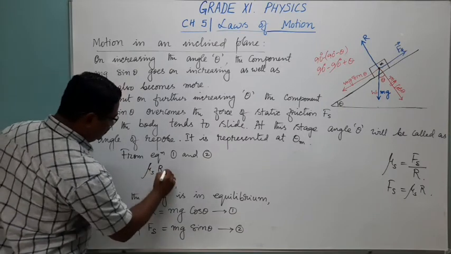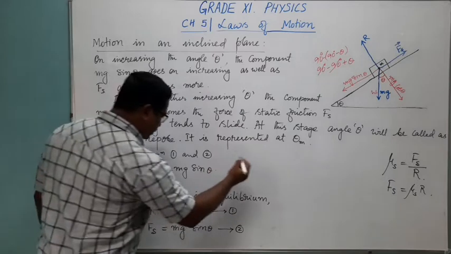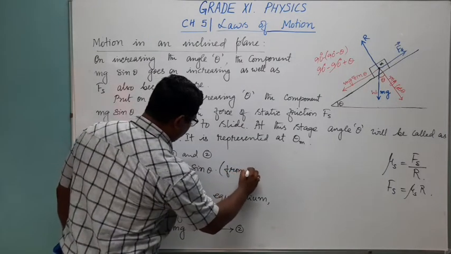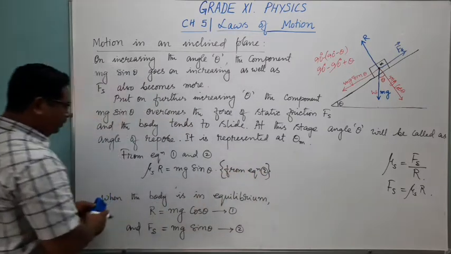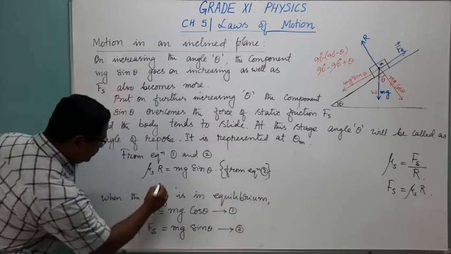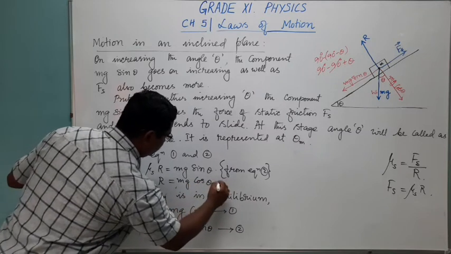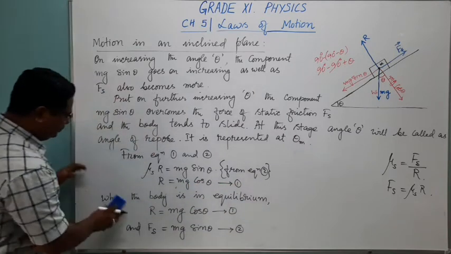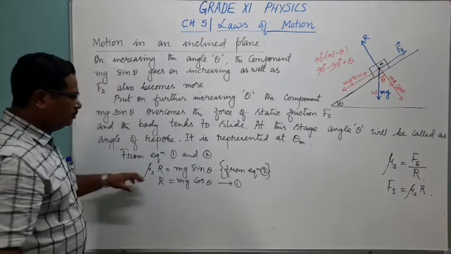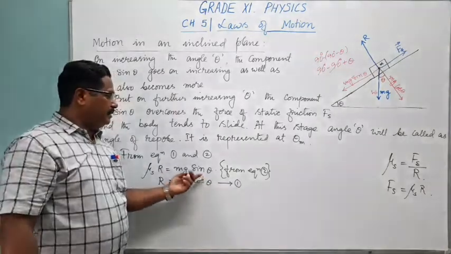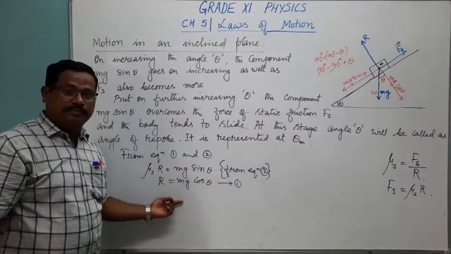R, and this is equal to mg sin theta. This is from equation 2. And from equation 1, this is your same thing, R is equal to mg cos theta. This is your equation 1 itself. You may be thinking, why I wrote equation 2 first, but as we are going to divide, sin theta by cos theta gives you tan theta. That's why I wrote first this equation, then I wrote this one.